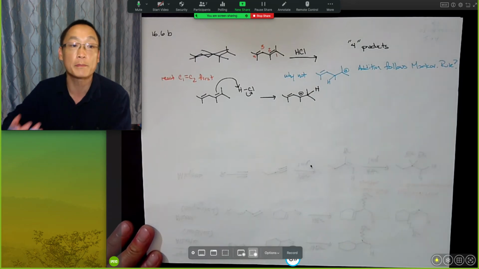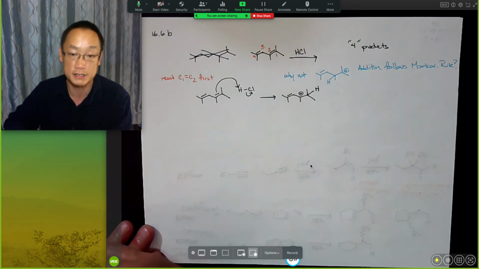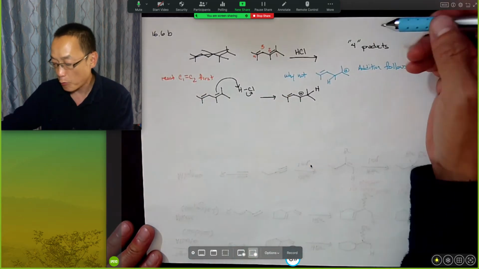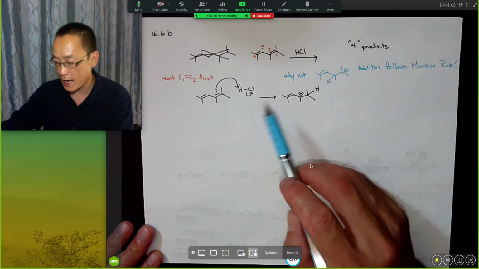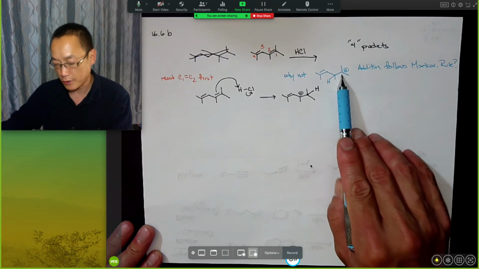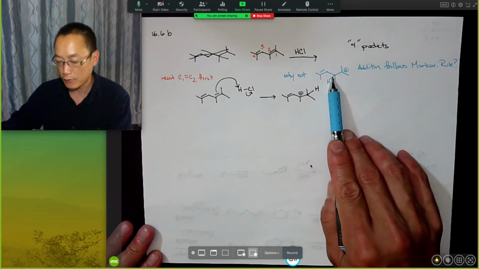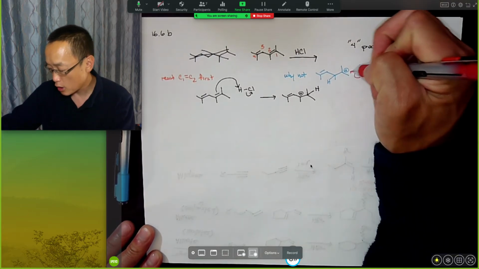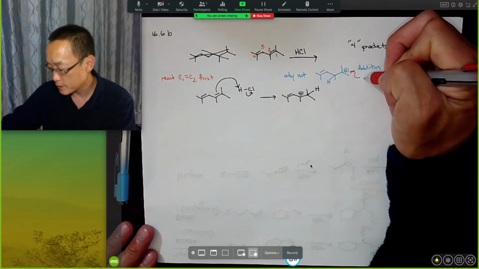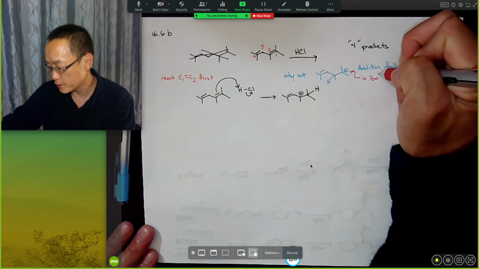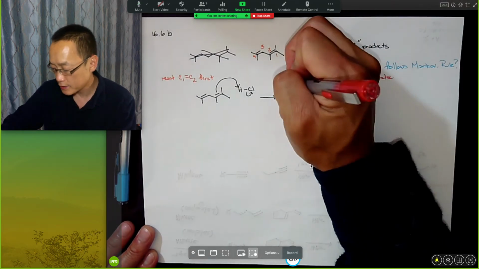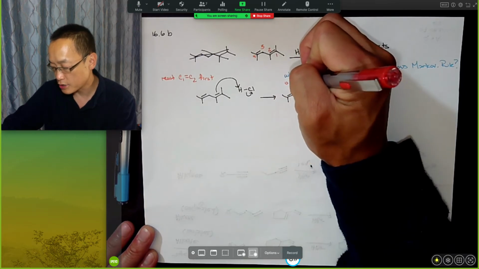And so what do I mean by that, and how we'll see this when we look at carbon 3 and 4 again as a driving force. But what happens? Why not add opposite here? Why not add the proton over here? Well, the reason why is that this carbocation is isolated, while this carbocation is conjugated.